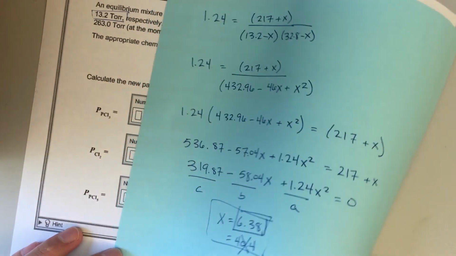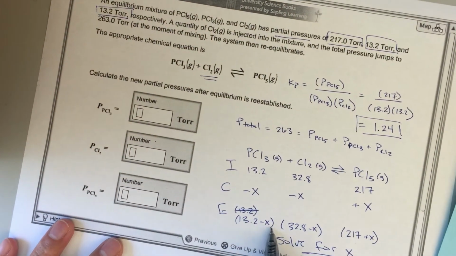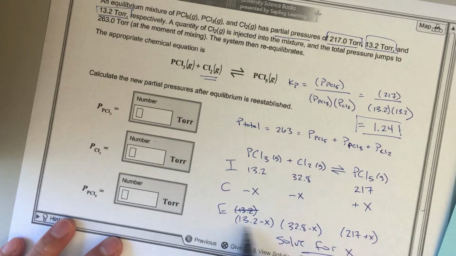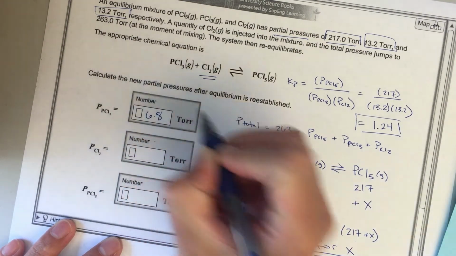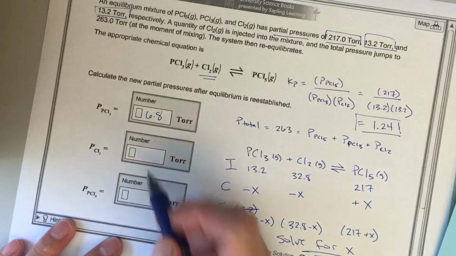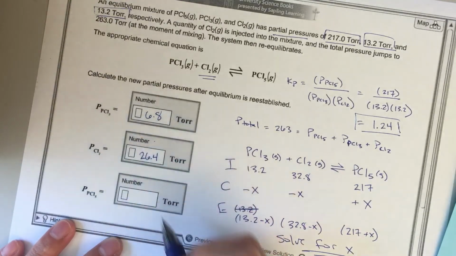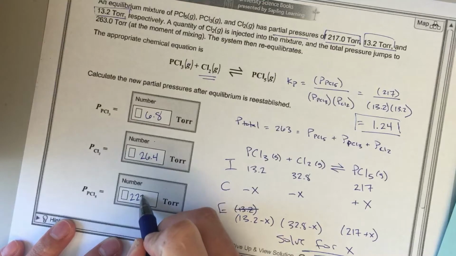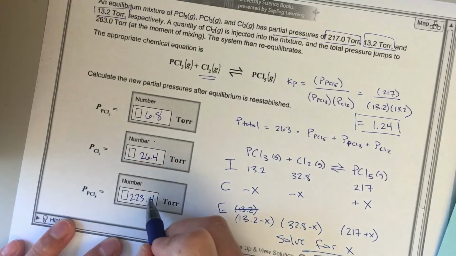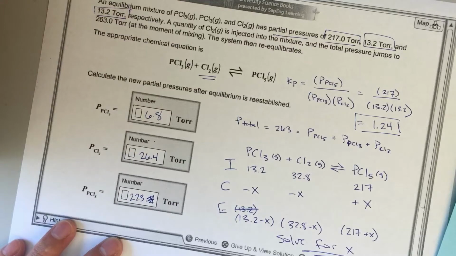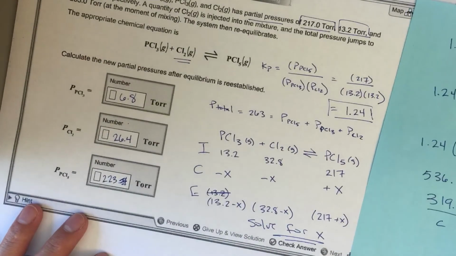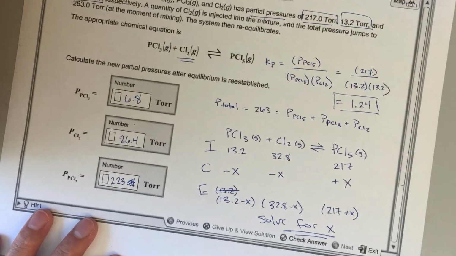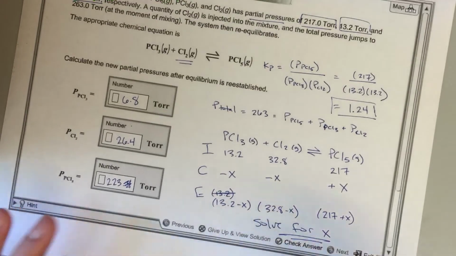I can then take that 6.38 and solve for my equilibrium pressures for all three of these gases. So 13.2 minus 6.38 gives us a value of 6.8 here. For PCl2, I get a value of 26.4. And finally for PCl5, 223.4, or just 223. That should be my final answer using the x value that I calculated. I'm not going to show that, but hopefully it makes sense. Just plug in your x value for your equilibrium concentrations here, and then you'll be good to go.